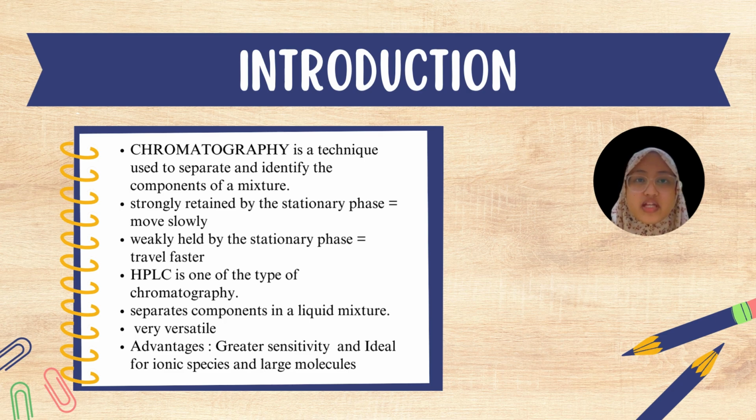It is a powerful technique for separating the different components in a mixture. Analytes are first dissolved in a solvent and then forced through the column under high pressure. HPLC is very versatile because of its ability to easily separate a wide variety of chemical mixtures, which include non-volatile and thermally unstable compounds. Advantages of HPLC are greater sensitivity because it has various detectors. It is ideal for ionic species and large molecules.